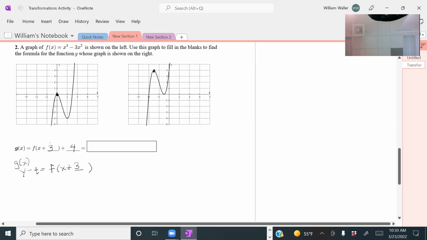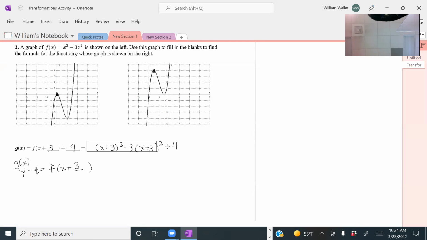Now, what is f of x plus 3? We have the formula for f, so we can fill that in. f of x plus 3 would be x plus 3 cubed, so substitute x plus 3 for x, minus 3 times x plus 3 squared. And then don't forget the 4 that you put on at the end. So there's the complete formula for the function g. We don't have to cube x plus 3 or square x plus 3. That would be a lot of algebra. We could do that, but it would take a little while, so that's not necessary. Here's the formula for the function g. See, just that easy.